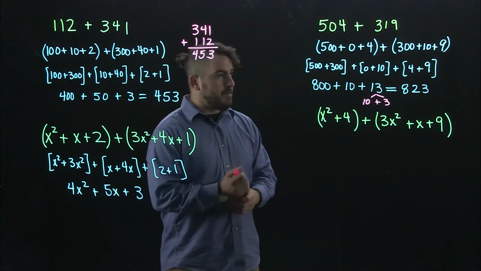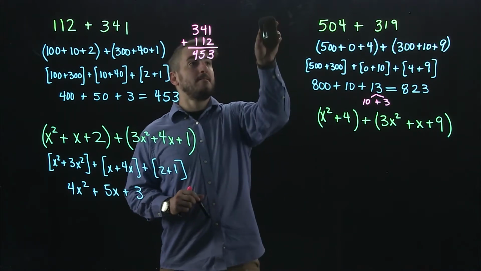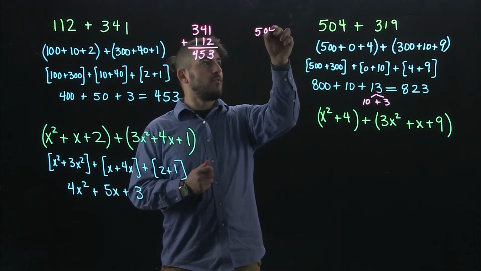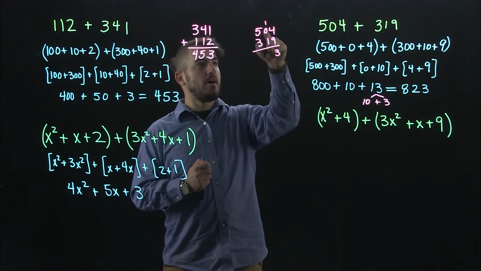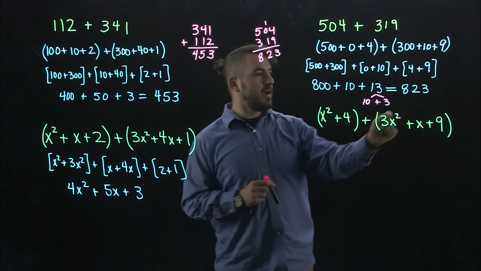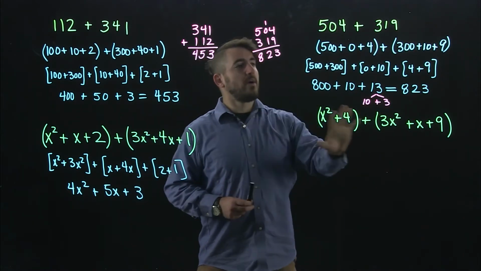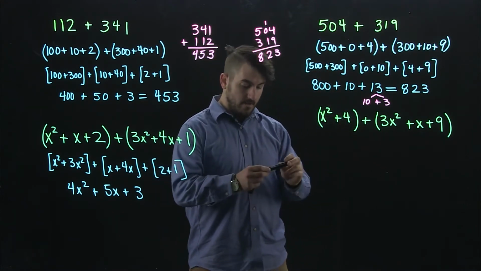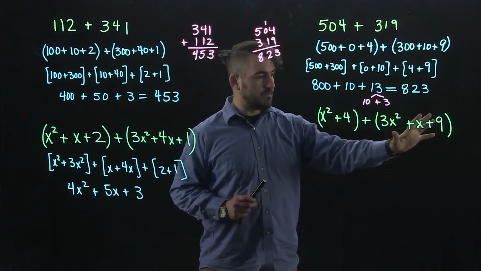Now again, you may be familiar with this process where we would do 504 and then 319. We would add down, this would be a 3, carry the 1, that's a 2, and then that's an 8. And so this way you would get the 823. But we get the same answer by doing this long process. The reason I point this out is the connection between real number addition and polynomial addition. So now that we've seen this idea, let's apply it to polynomials.